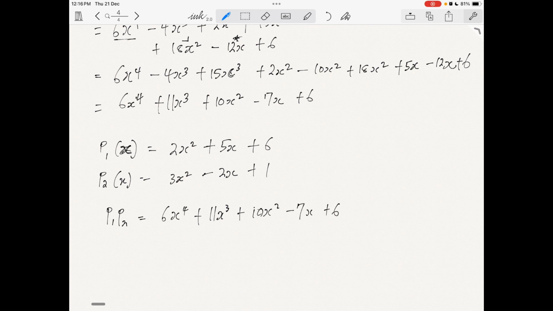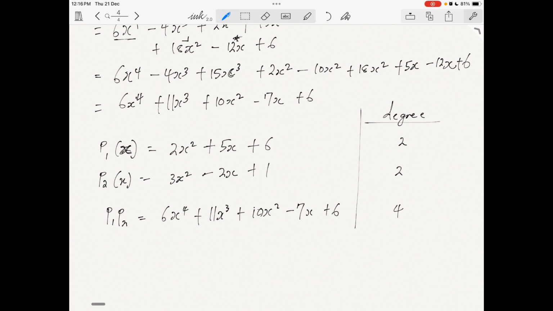Now, if you look at the degrees, p1 of x is of degree 2 because the highest power of x is 2, and p2 of x is also of degree 2, and the product p1 p2 is of degree 4.